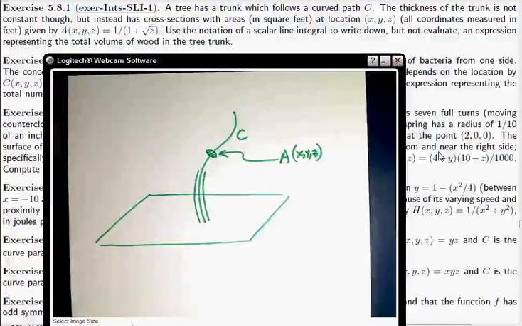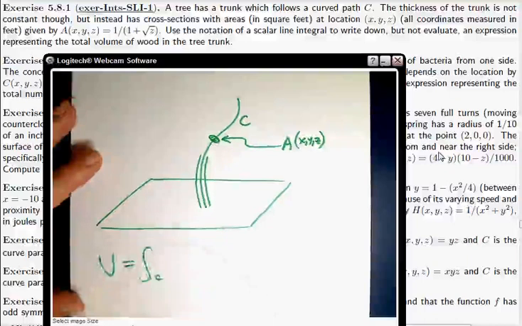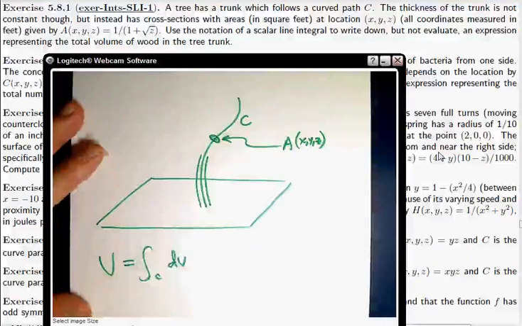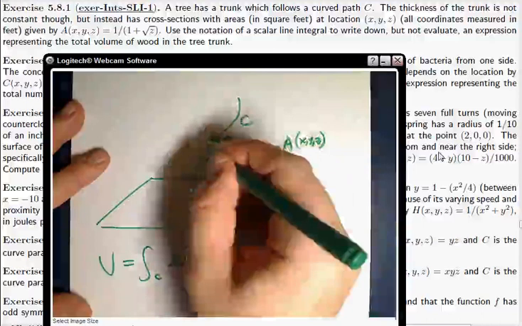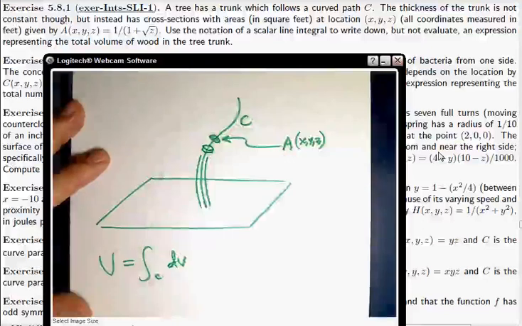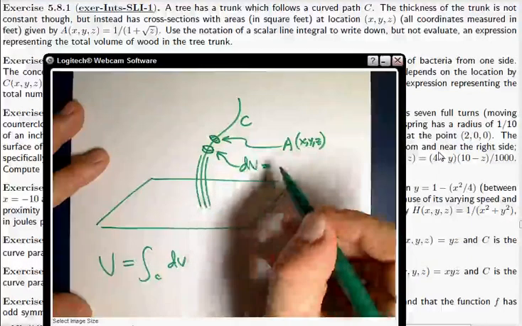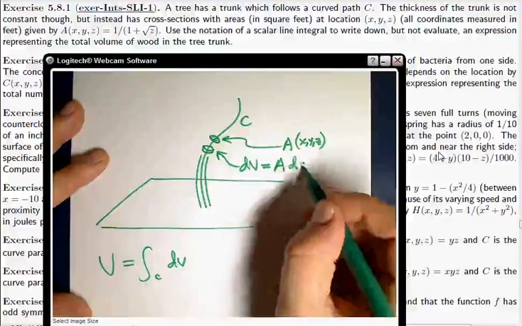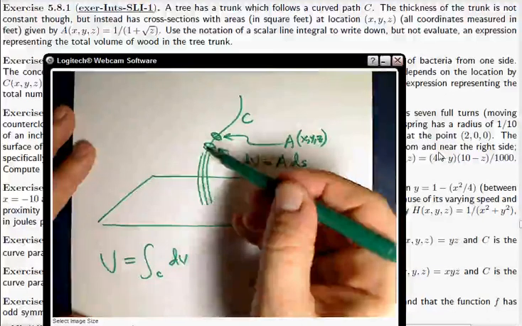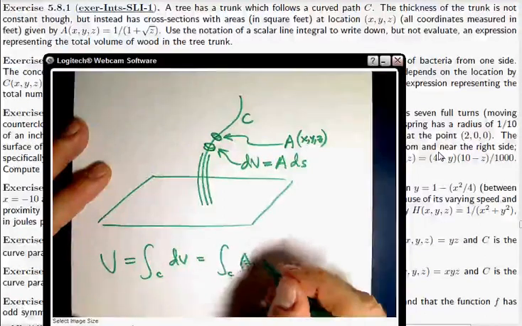Okay. So the idea is we want to write down a scalar line integral to write down an expression for the total volume of wood. Okay, well, the total volume of wood is going to be a scalar line integral of the little pieces of volume of wood that you would associate to a particular cross-section. And at some particular cross-section, there's a little piece of volume of wood, and that dV, I claim, is going to be the cross-sectional area times ds. Namely, ds represents the corresponding length of that little piece of curve. So this just becomes integral over the curve A ds.